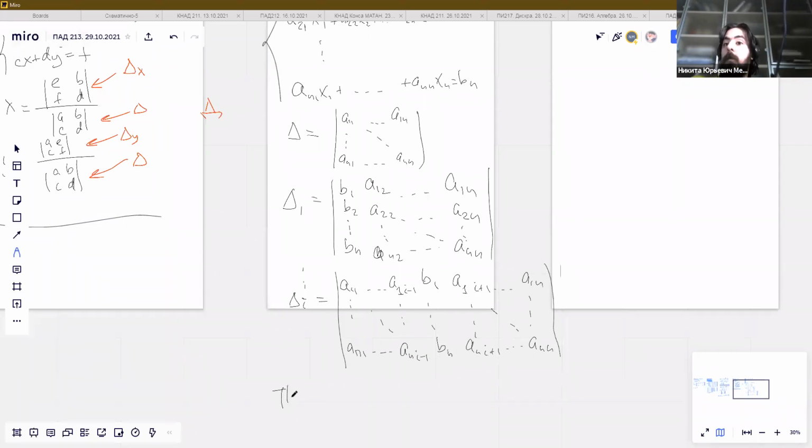So the theorem about Cramer's rule claims that x1 equals delta 1 divided by delta, x2 equals delta 2 divided by delta, etc. xn equals delta n divided by delta, if delta is non-zero. So this is a second limitation of Cramer's rule. If delta equals 0, you obviously can't use those formulas.